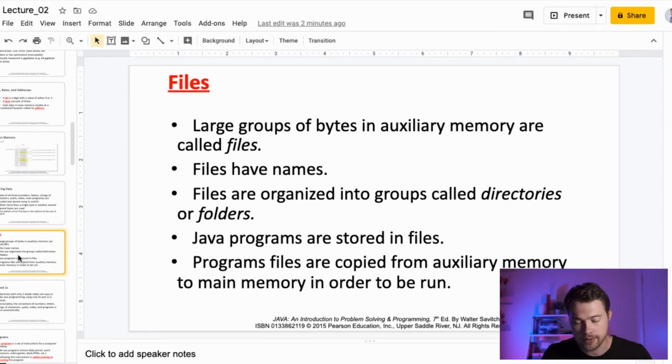Files. Large groups of bytes in auxiliary memory are called files. Files have names. Files are organized into groups called directories or folders. Okay, and Java programs are stored in files. Program files are copied from auxiliary memory into main memory in order to be run.